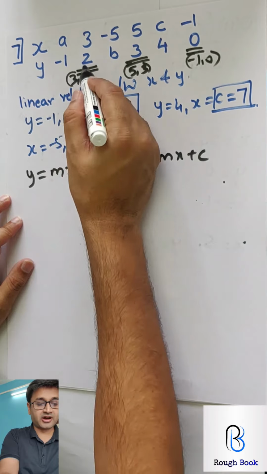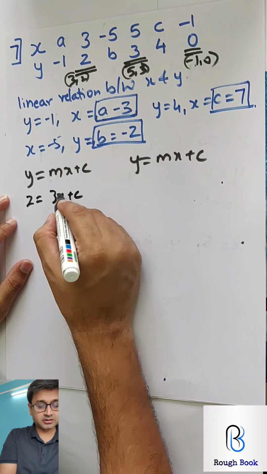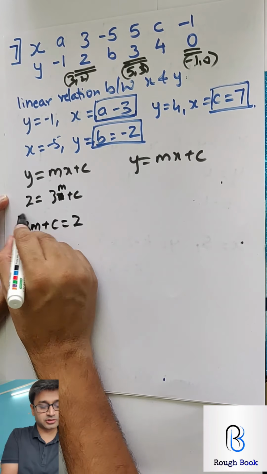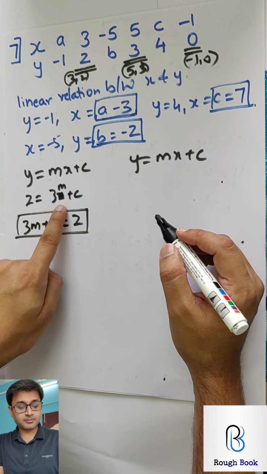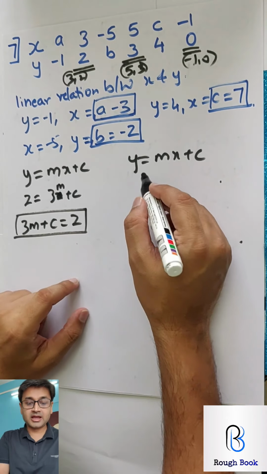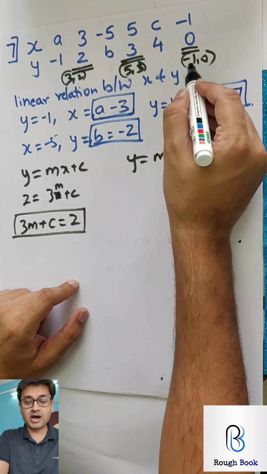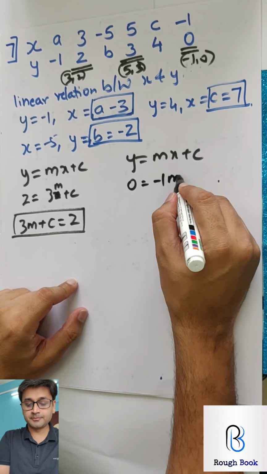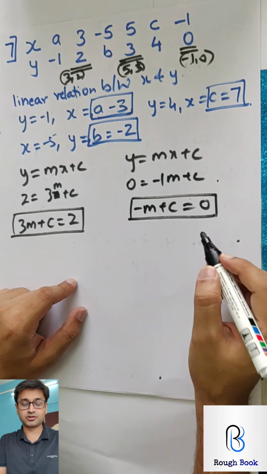So y is 2, x is 3, correct? Sorry, x is 3, so m. So I get 3m plus c equals to 2. Anyone got this as the first equation? 3m plus c equals 2. So I wrote 3m plus c equals to 2 here. Likewise the second one, you can take this or this, whichever you want. Let me pick up this one. So y is 0, x is minus 1 into m plus c. So I get minus m plus c equals 0 as my second equation.